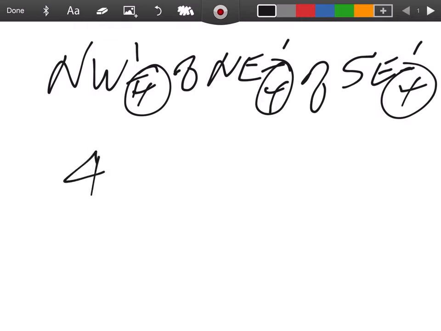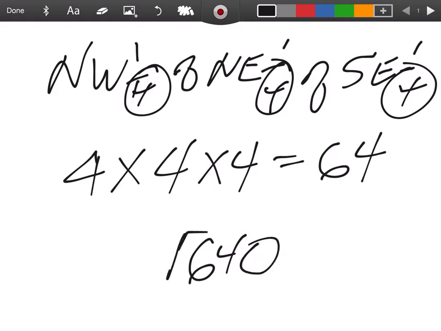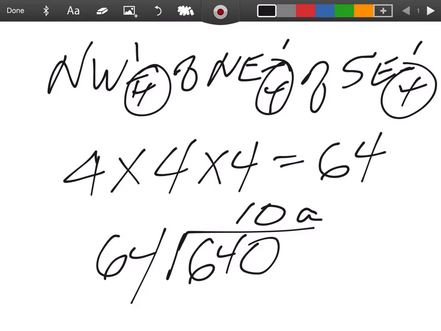So you simply would go 4 times 4 times 4. Do that math, that's 64. All right? So you would multiply the denominators of each one of those. And then you realize that there are 640 acres in a section. So 64 goes into 640 10 times. Therefore, it tells you there are 10 acres.